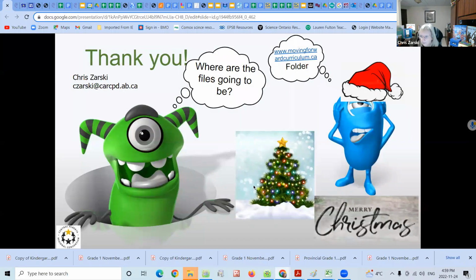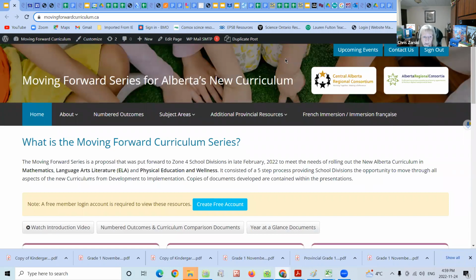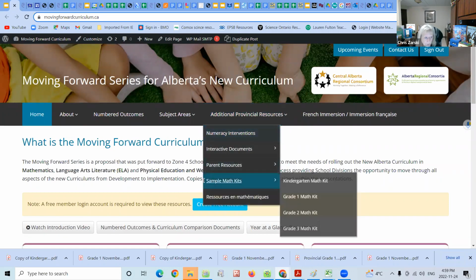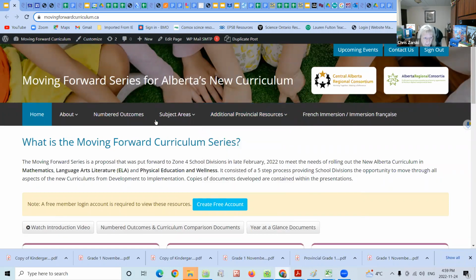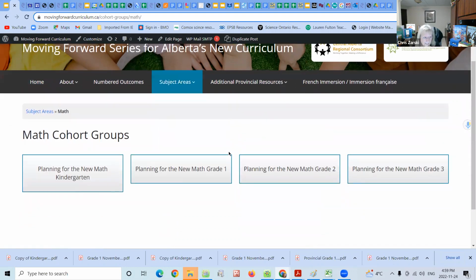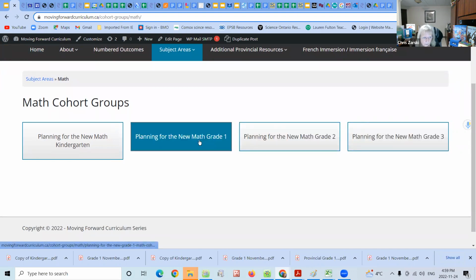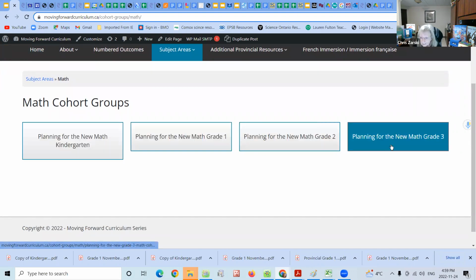So where am I going to find these? Let's just refresh our memory. I'll take you there right now. So click on the moving forward. You have a login, all of you, so you need to make sure that you've logged in. And when you're there, you're going to go into the subject areas, click on math. When you get down to math, you'll see that we have the grades. So we're going to go to grade 1. You have access to every grade, not just grade 1.